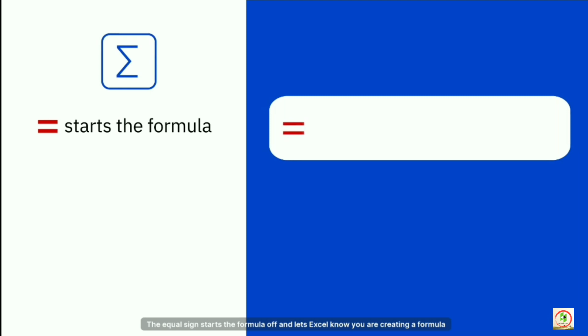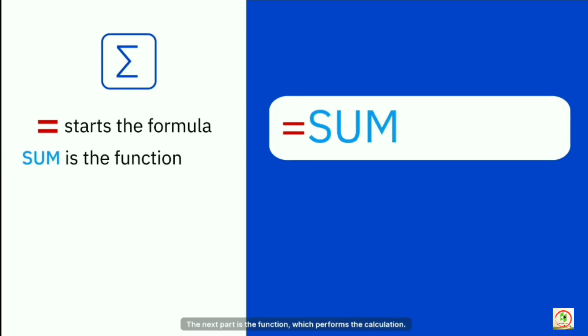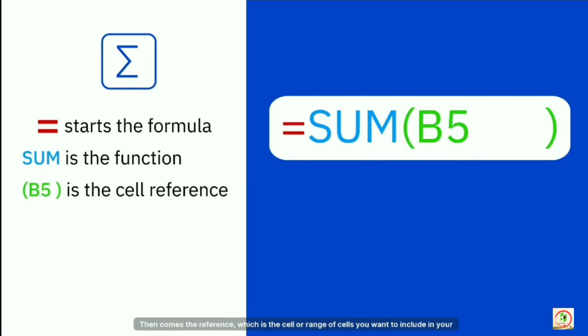The equals sign starts the formula off and lets Excel know you are creating a formula in this cell. The next part is the function, which performs the calculation. For example, the sum function adds up the values in referenced cells or cell ranges. Then comes the reference, which is the cell or range of cells you want to include in your calculation, and these need to be enclosed in parentheses.